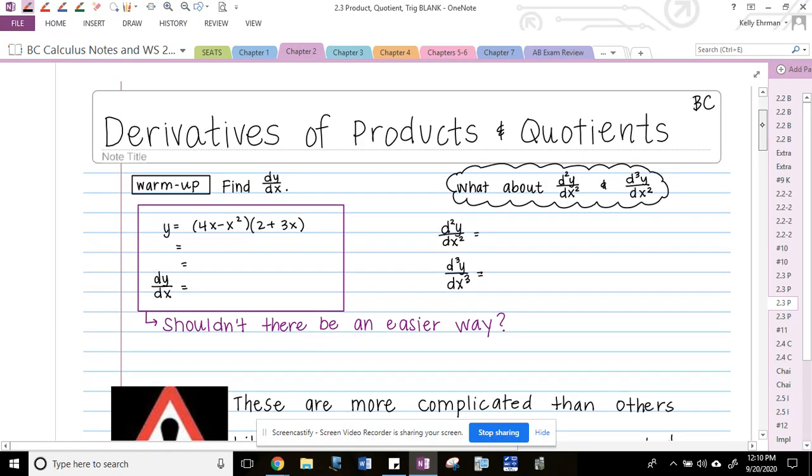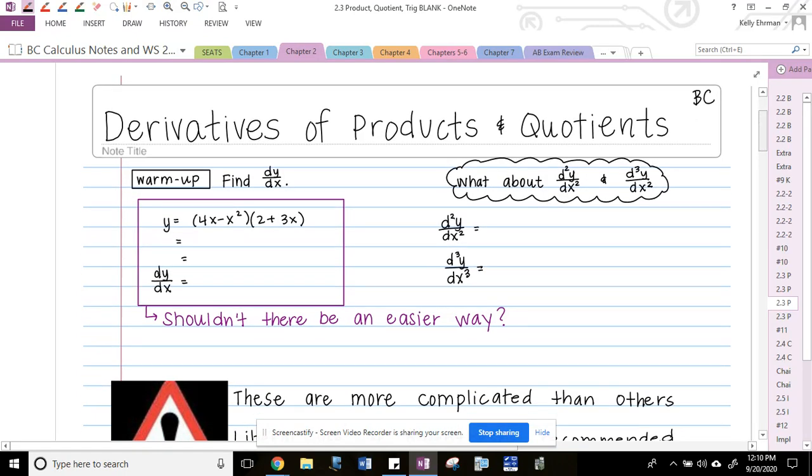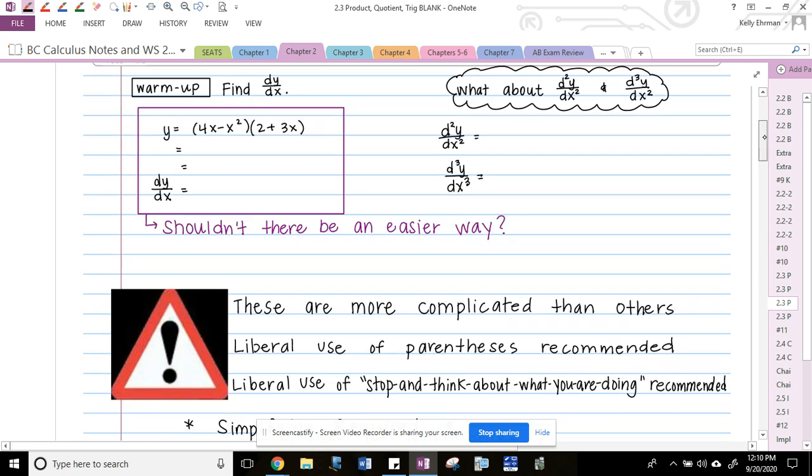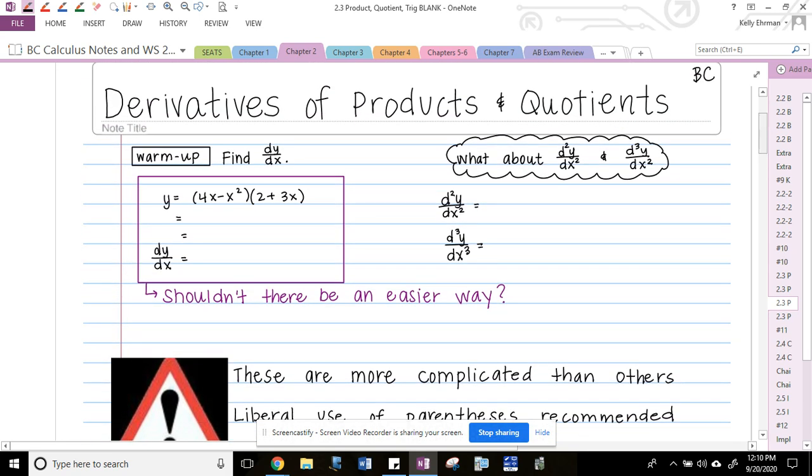So today we're going to be talking about the product and the quotient rule. But before we get into the rules, let's take a look at what we were doing last week. If we want to find the derivative of y with respect to x, then we said we should FOIL this. So let's go ahead and multiply these two binomials together.